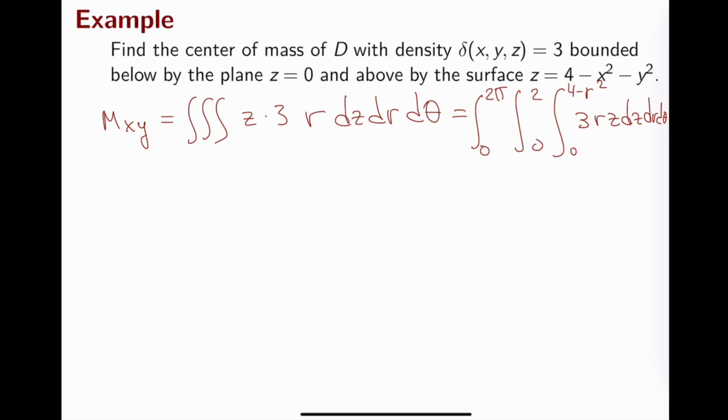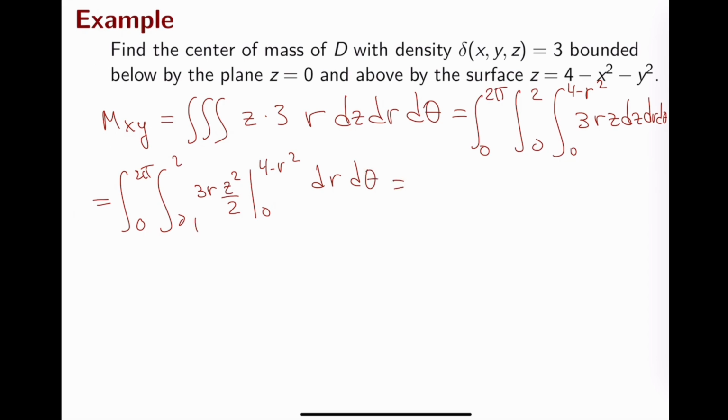Okay, so let's do the integrations here. We're going to do just this integral now. The integrand is going to be dz, so 3r is a constant, 3r can be outside, and we're going to integrate just z, that is going to be z squared over 2. And we're going to evaluate between 0 and 4 minus r squared. And so this will be dr d theta.